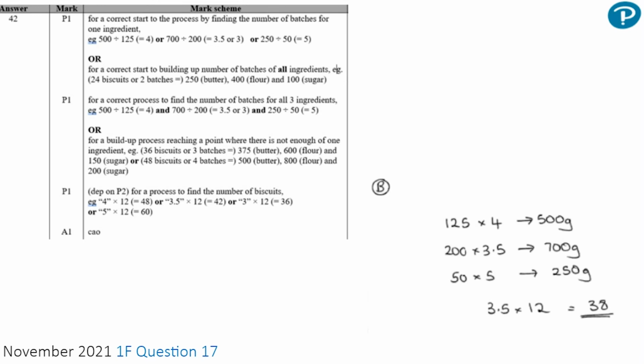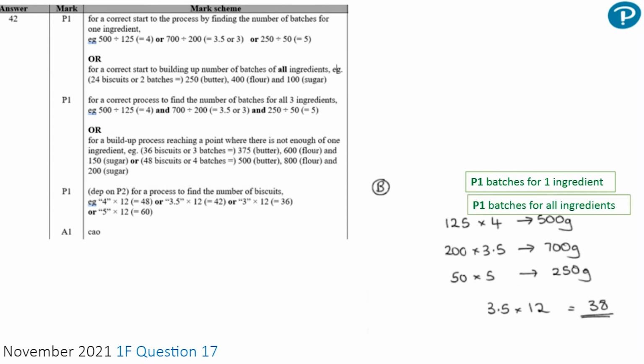So then this one is P1. They got the batches for 1. So they're then going to get the batches for all ingredients. They get the second. Then they've done the correct calculation to find the number of biscuits.